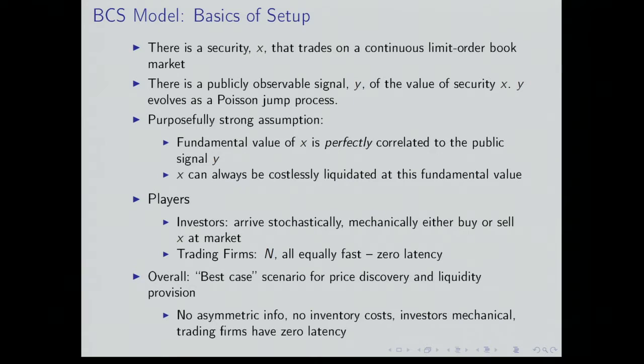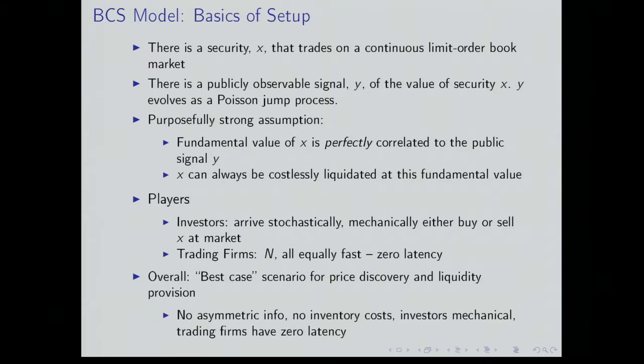There's a publicly observable signal, call it Y, of the value of this security X. Y jumps around as a Poisson jump process. I'm going to make a purposely strong assumption, which is that X is worth Y. The value of X is perfectly correlated to this public signal Y, and moreover, X can always be costlessly liquidated at this value Y.